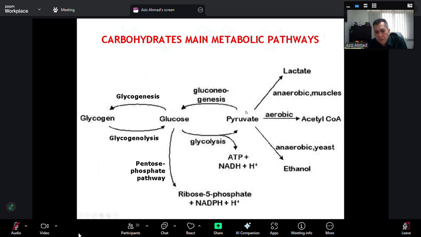And then from pyruvate, there are three other pathways that can be pursued, which is the anaerobic in the muscle. So when you run, your muscle won't have enough energy, so you get fatigue. And during that insufficiency of oxygen, your muscle also does anaerobic reactions. Then it causes the accumulation of lactate. Then you get cramp.